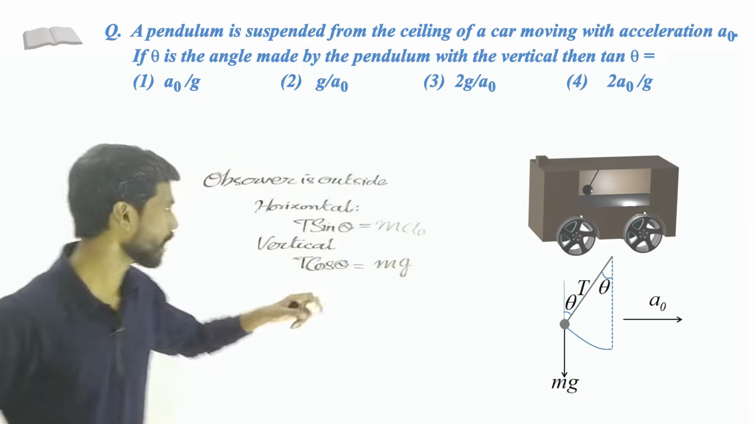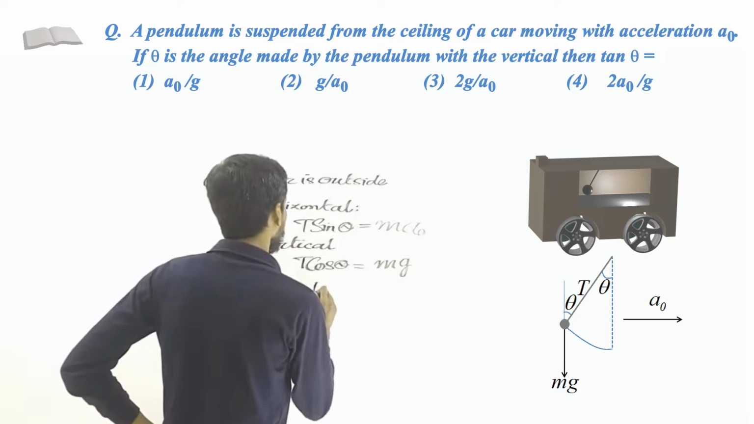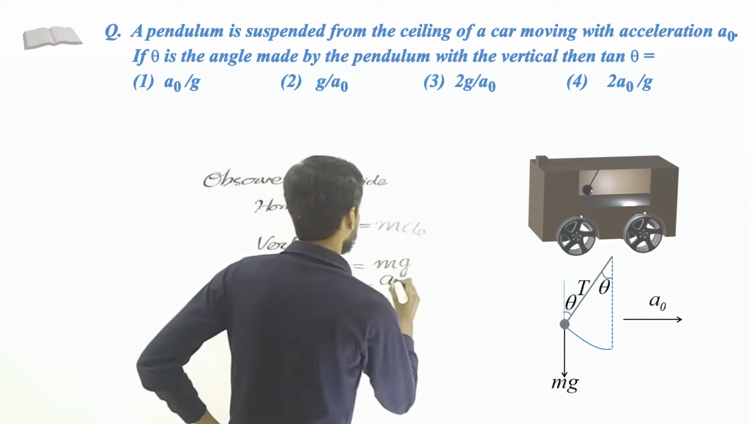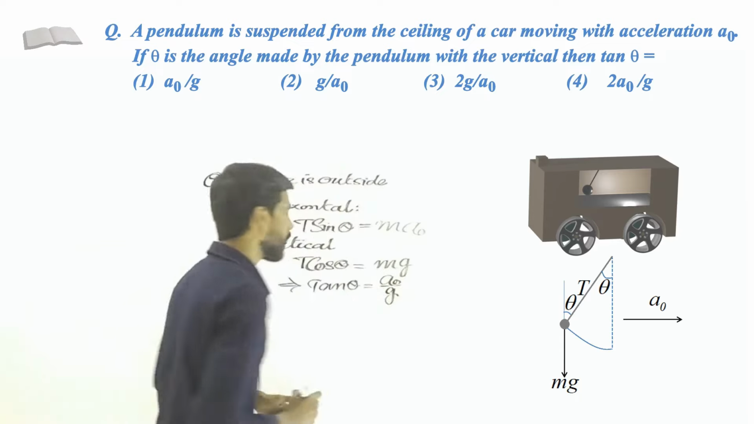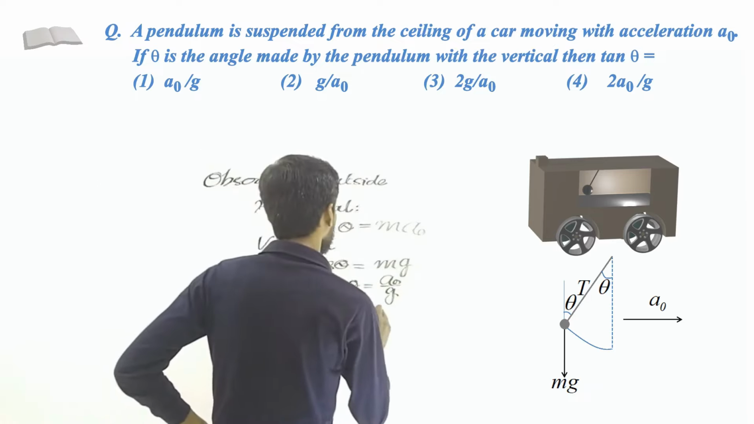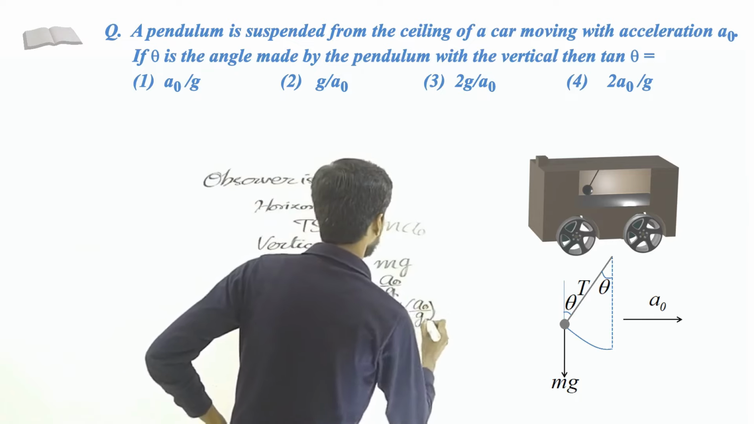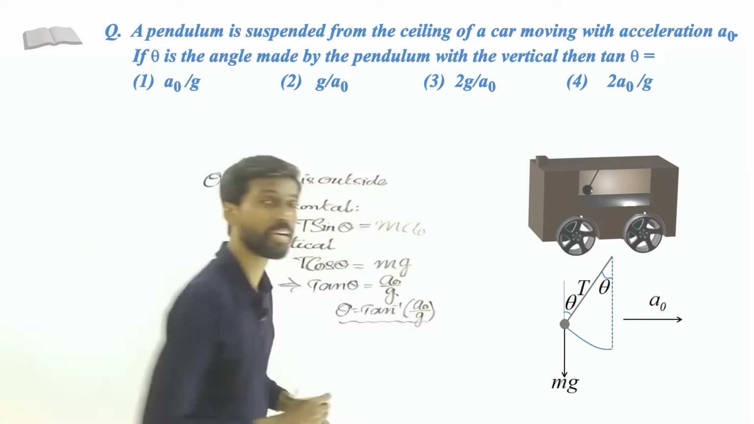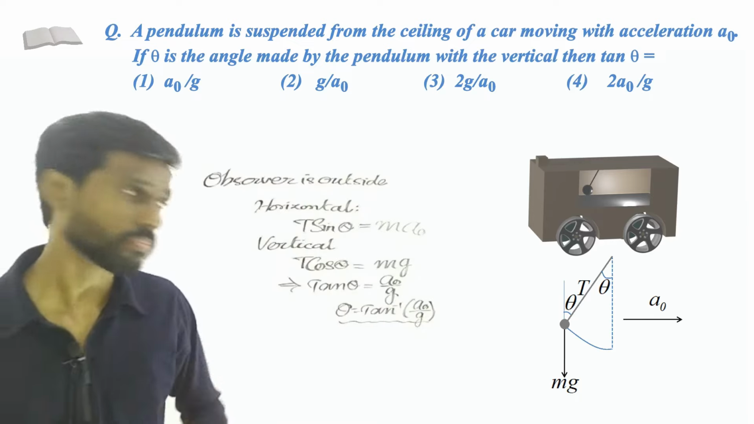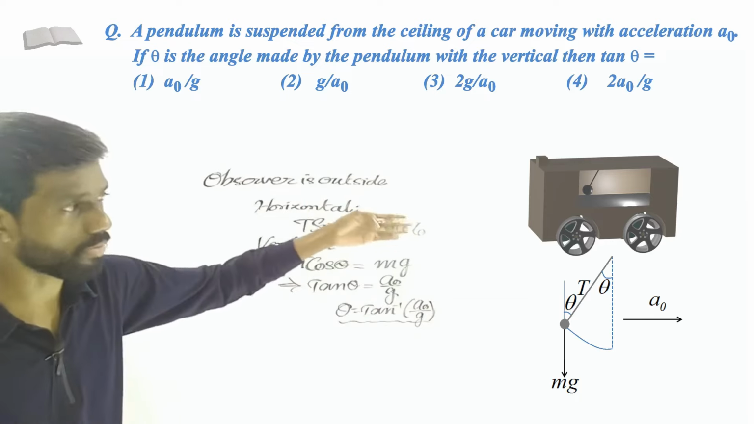Now you can just divide, since we don't want tension. Sin theta divided by cos theta equals tan theta, so tan theta equals a0 divided by g. That is the required angle. If you want, you can write theta as tan inverse of a0 divided by g. So this is the angle made by the pendulum with the vertical when the acceleration is a0. Okay, done.